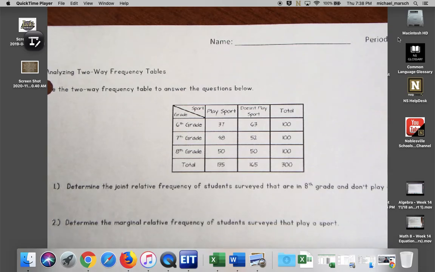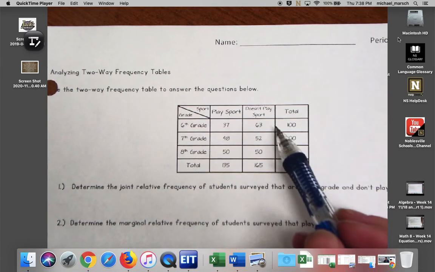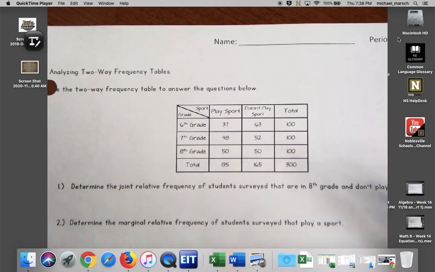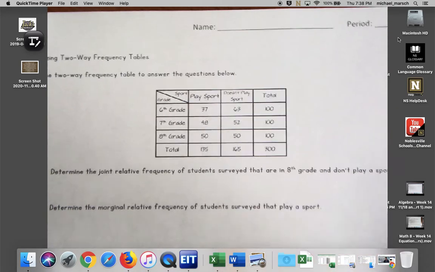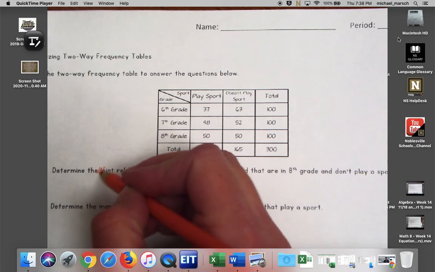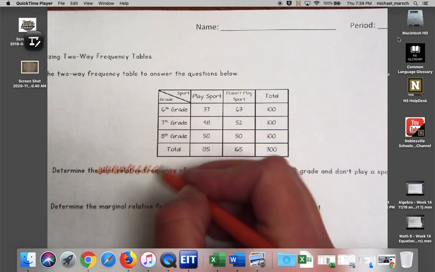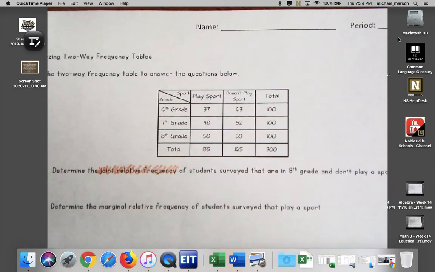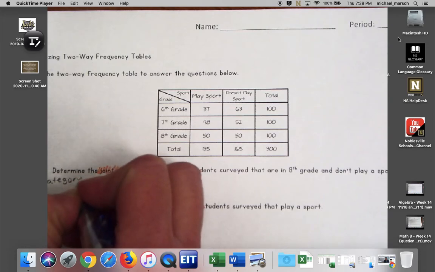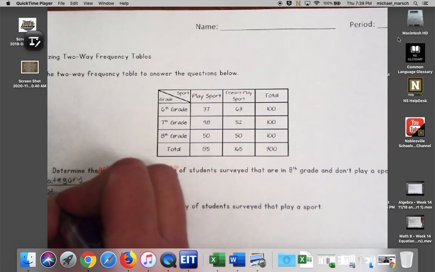Okay, so we've got a two-way frequency table here. Let's think about what it is: playing a sport, not playing a sport, and grade level. Easy enough. Okay, first thing we're going to do is determine the joint relative frequency. So I used orange for that. So I'm going to stick with my color coding scheme. Of students surveyed that are in 8th grade and don't play a sport. So if you recall, for joint relative frequency, we start out by saying we're going to do category over total surveyed.